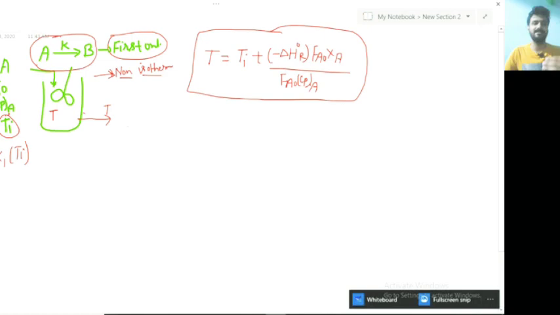For an exothermic reaction, ΔH°R is less than or equal to 0, which means it will be negative. So this negative and negative will become positive. So that means the outlet temperature of the exothermic reaction.